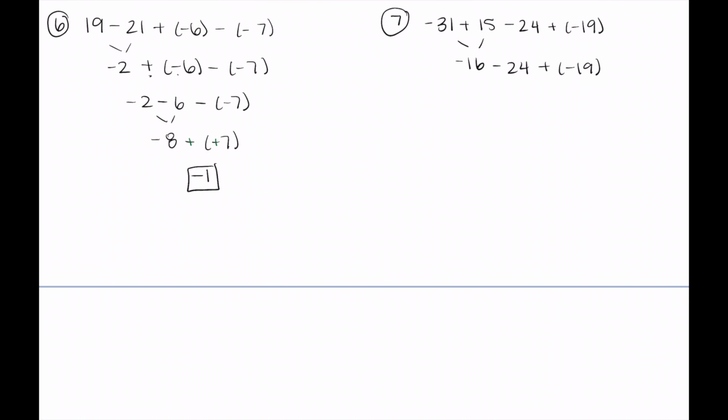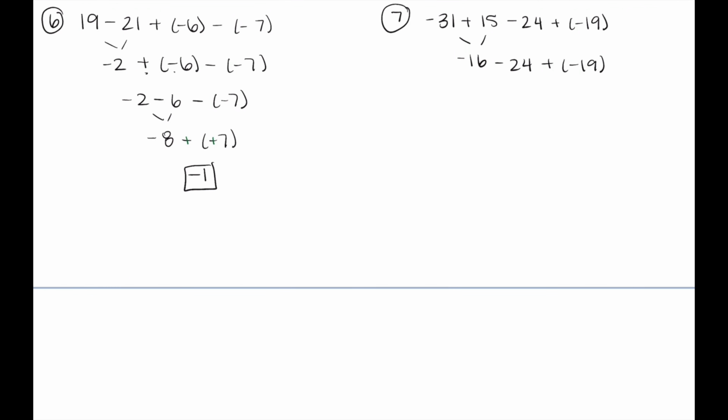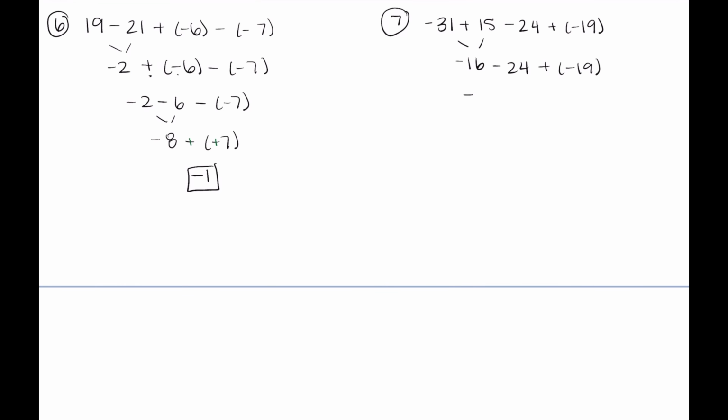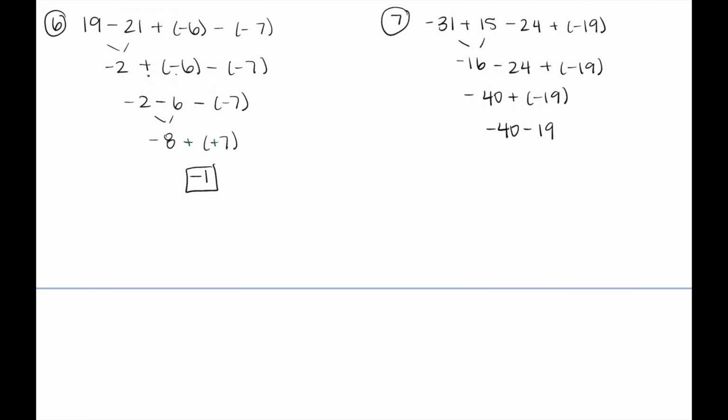We'll rewrite the rest of the equation. Now we're looking at -16 minus 24. So since we're at a negative and we're subtracting, our answer will just be a bigger negative number. So that means that we can add. 16 plus 24 is 40, and it will be negative. So we'll get negative 40. And then we'll just rewrite the plus negative 19. And again, when we add by a negative, it's like subtracting. So negative 40 minus 19.